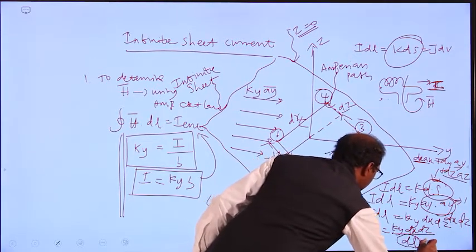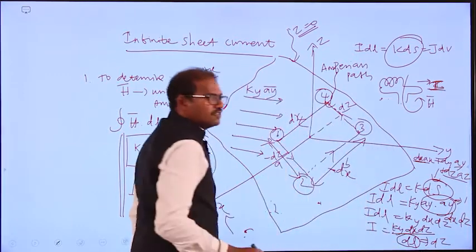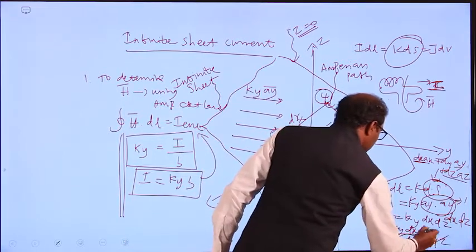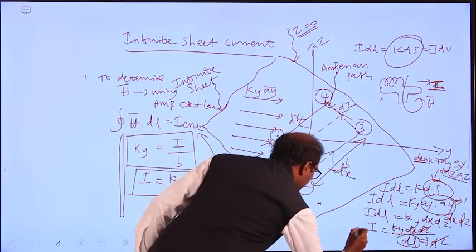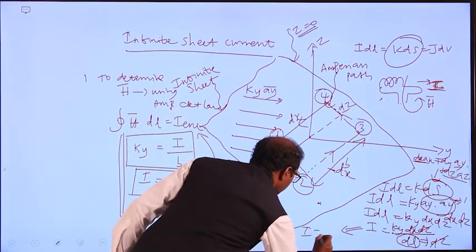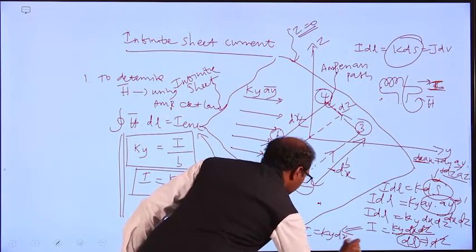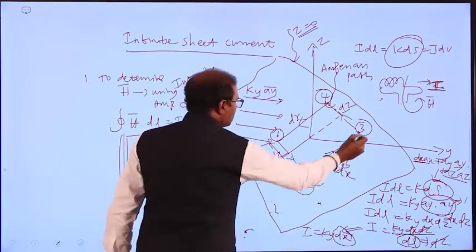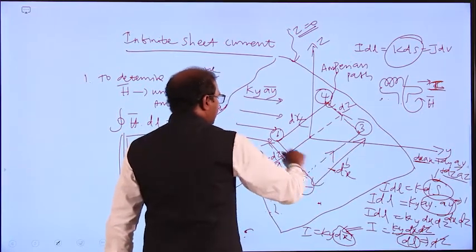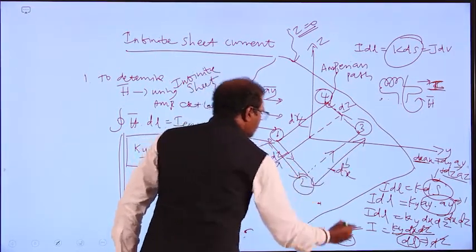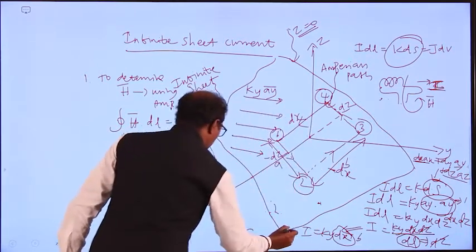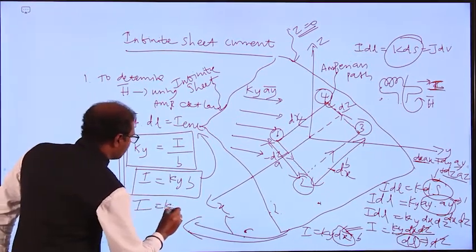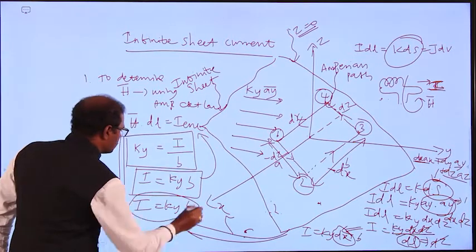dl we can call dz, because in the previous one the line current we kept only in the z direction. So this dz will be cancelled. Finally we get I equal to Ky into dx. What is dx? This dx means the width of this one. This is height, height means a, width means b. So dx value is b. So finally we get I equal to Ky b. So this is another technique.